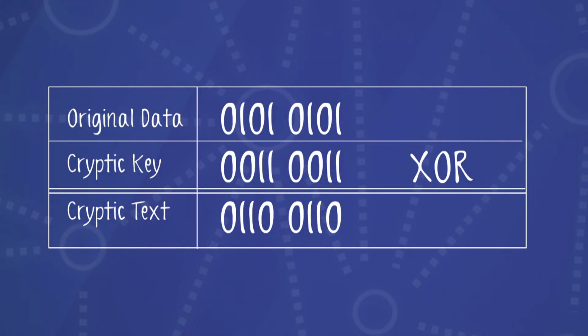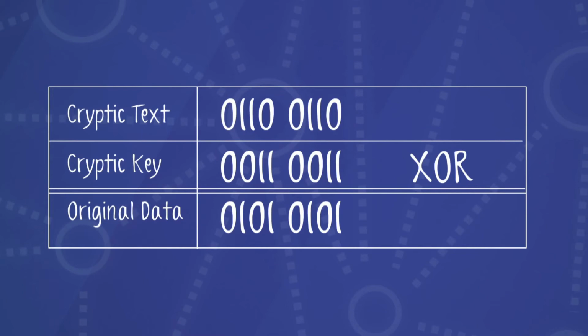So my ciphertext here would then output as 01100110. Now, to decrypt this message, the receiver would then use the ciphertext and the cryptic key to be able to read the original message, as shown here. But this example has been simplified to help you understand how encryption works.